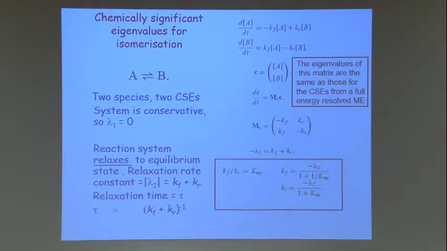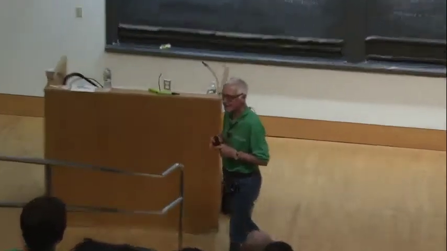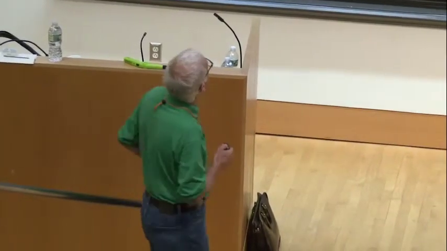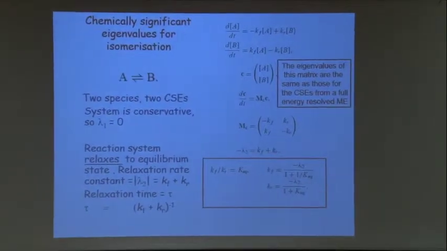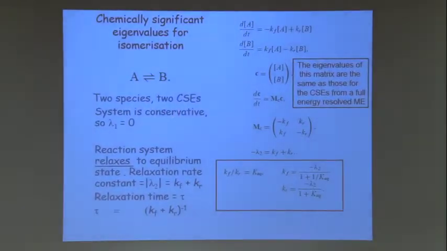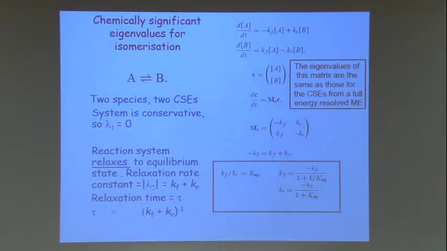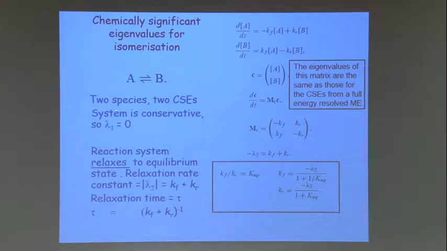Let's see what we mean by those chemically significant eigenvalues from a purely chemical point of view. So let's have a look at that isomerization reaction, A going to B. So we've got 2 species and therefore 2 CSEs. The system is conservative, and so the smallest eigenvalue is going to be 0. What can we say about the other eigenvalue?